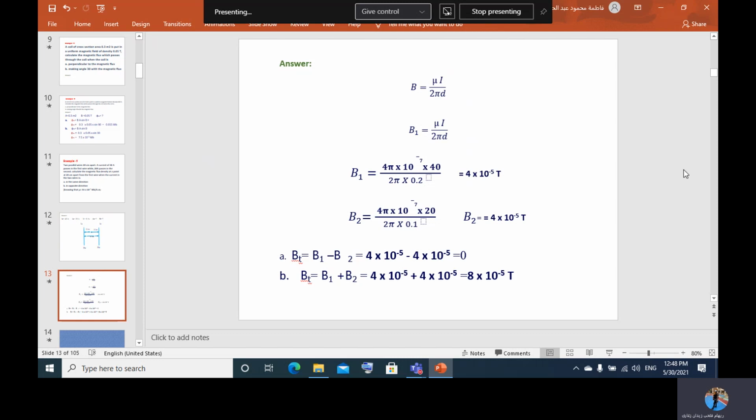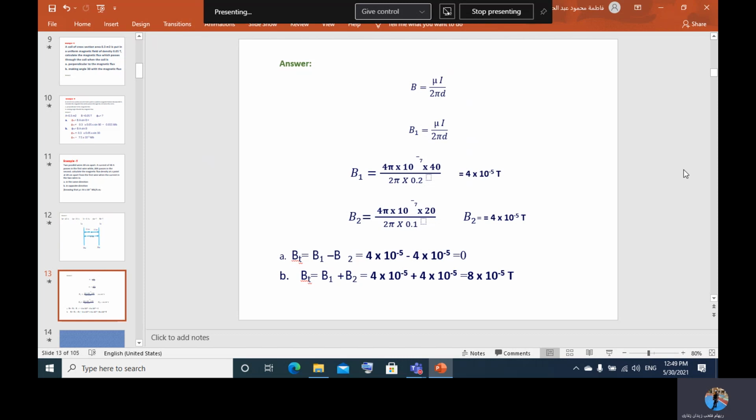The law says that to calculate the magnetic flux density near a wire, B equals mu I over 2 pi D. Mu is the magnetic permeability, I is the current intensity, and D is the distance from the wire to the point I want to calculate B at. So let's say now I have the two wires. Calculate the flux density of the first wire, B1 equals mu I over 2 pi D.